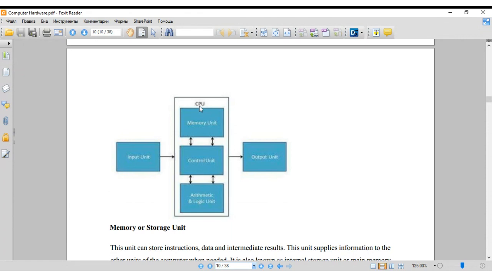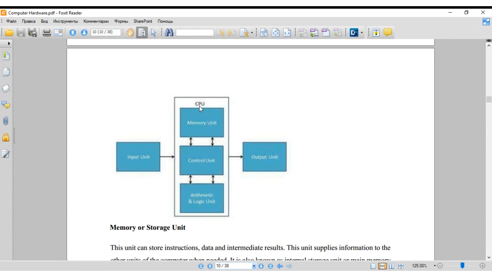The arrow is pointing towards the system processing unit. Why? The input unit is to key in information into the CPU. Then the information here is processed, whether it is arithmetic or logical operations.